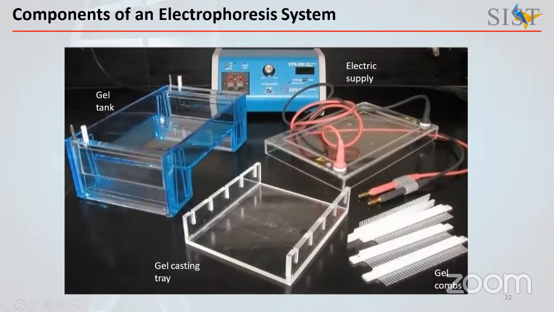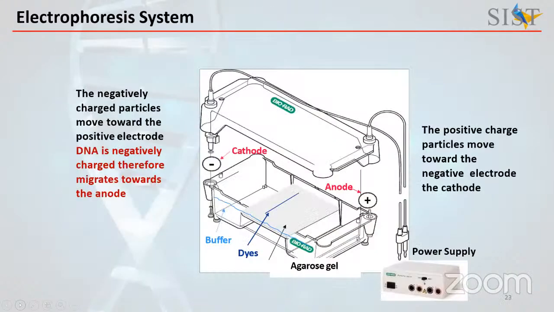So this is the picture which is showing the components of the electrophoresis system, which is normally present in a lab. As you can see, at the left side, the gel tank is there, an electric supply, the wires, the combs, and the gel casting tray. So this picture shows how the electrophoresis system looks.